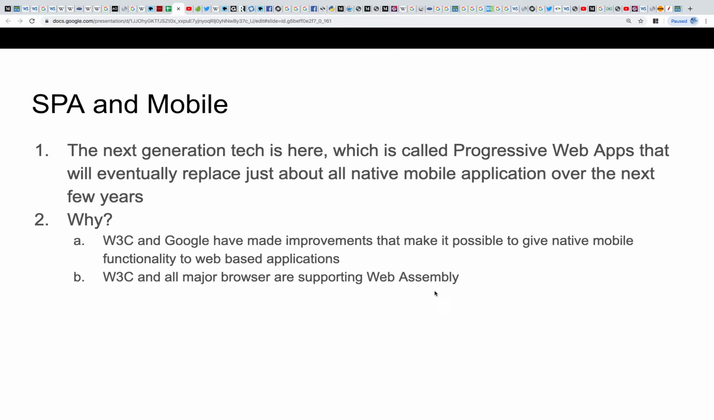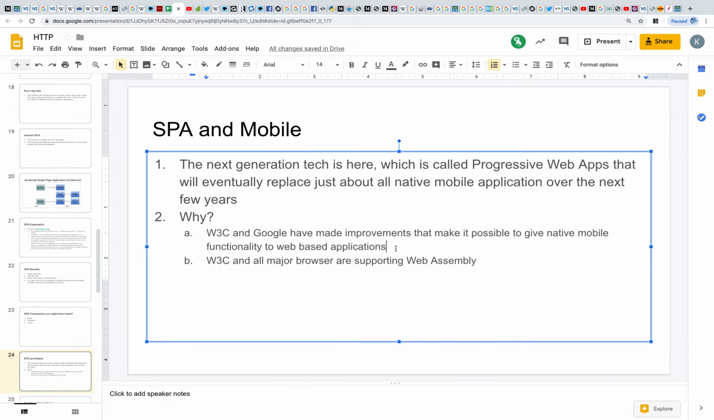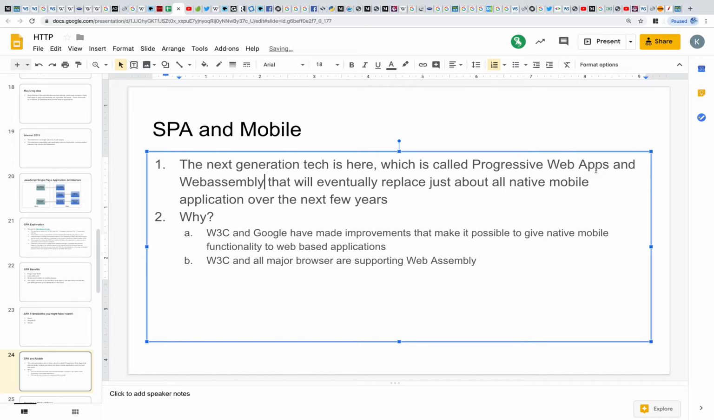And I forgot one. I should say progressive web apps and WebAssembly. So what are progressive apps and WebAssembly?